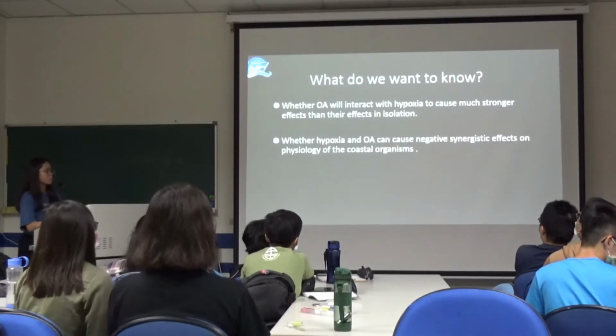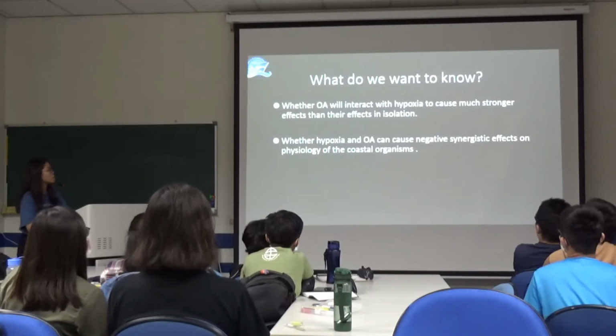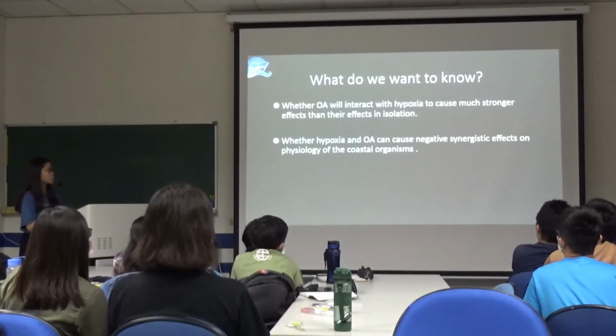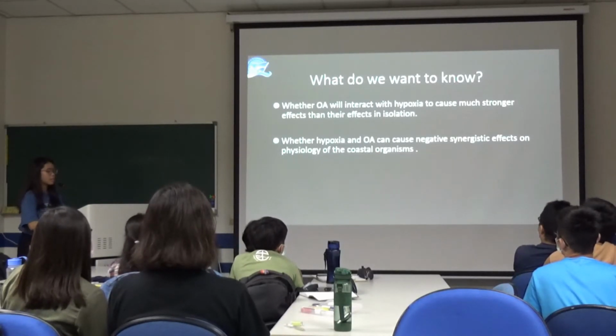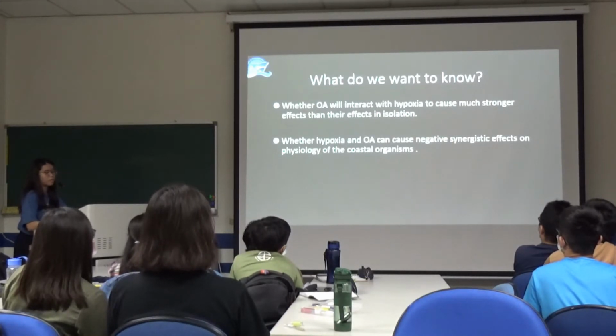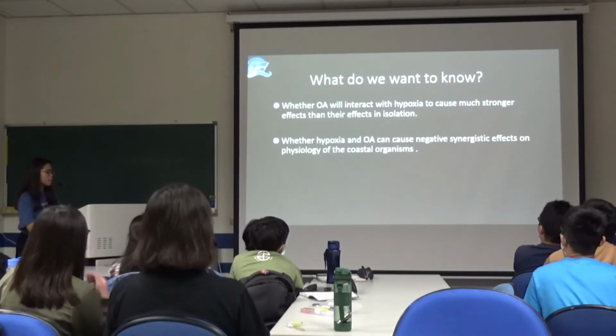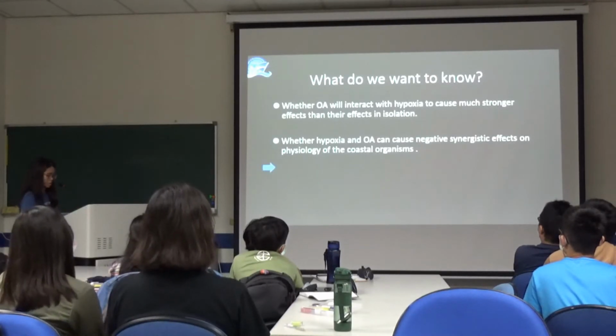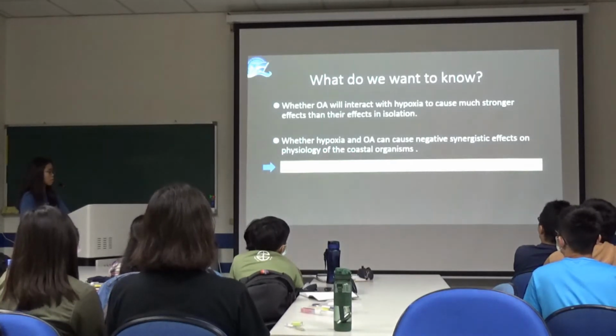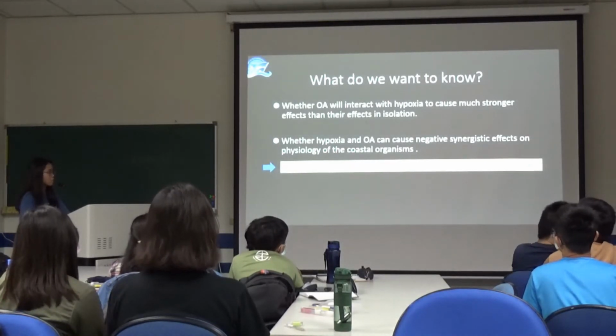What do we want to know in this research? We want to know whether ocean acidification will interact with hypoxia to cause a much stronger effect than their effect in isolation. It means the effect on their own. And we also want to know whether hypoxia and ocean acidification can cause a negative synergistic effect. It means causing negative effects mutually on the physiology of the coastal organism. So if hypoxia and ocean acidification can really cause negative effects, the population of coastal organisms would be diminished in the future ocean.